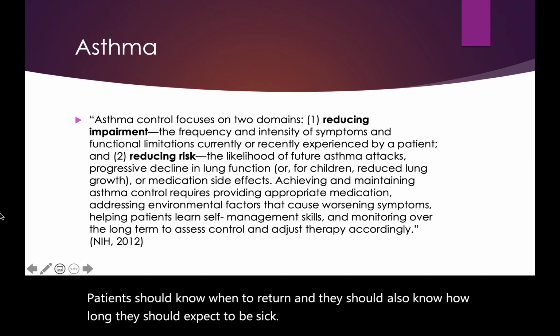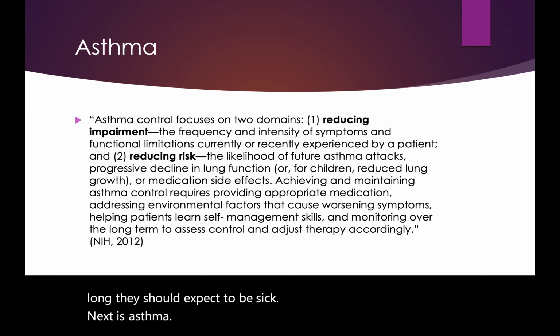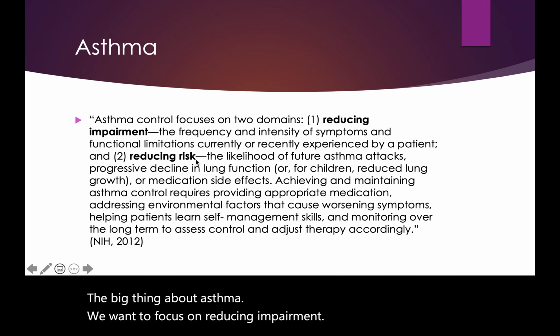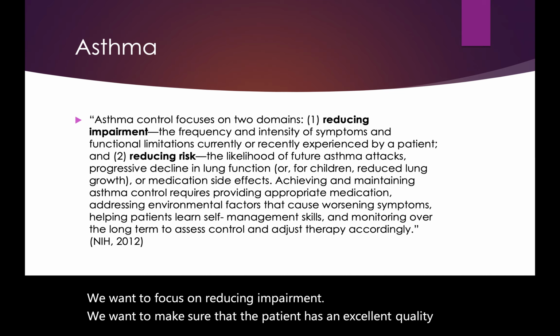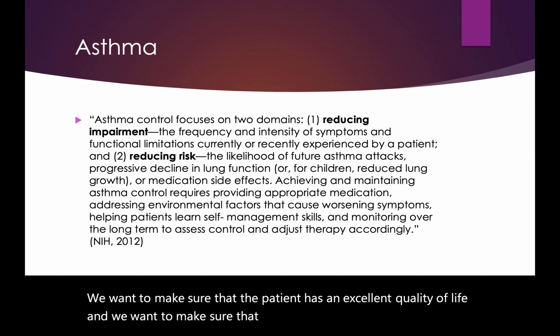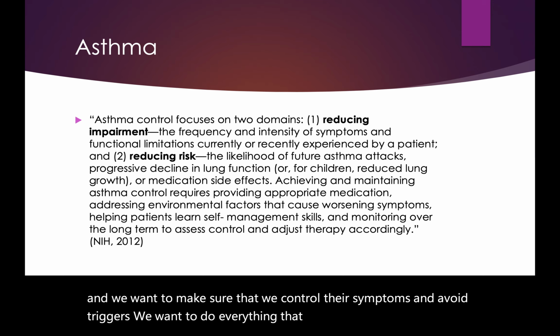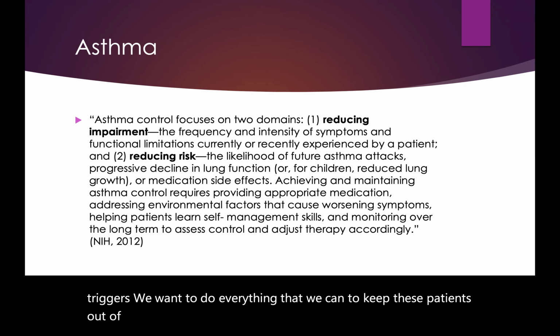Next is asthma. The big thing about asthma is we want to focus on reducing impairment and reducing risk. We want to make sure that the patient has an excellent quality of life, and we want to make sure that we control their symptoms and avoid triggers. We want to do everything that we can to keep these patients out of the hospital and able to live a life that is as normal as possible.